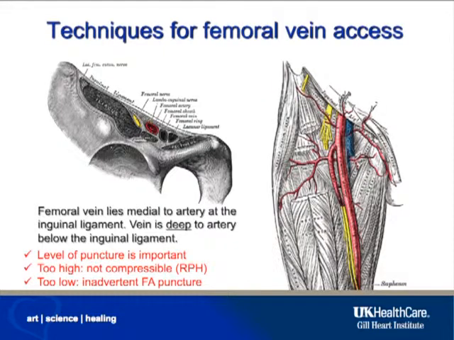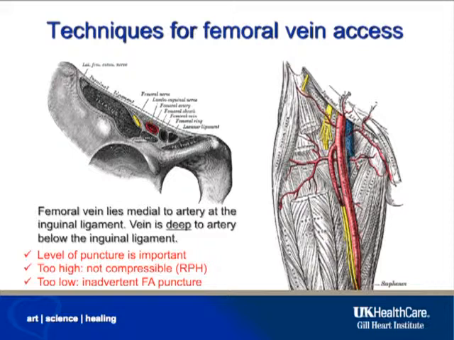The level of the puncture is incredibly important. If the puncture is too high, it can lead to incompressibility of the femoral vein and could lead to the potential complication of a retroperitoneal hematoma. If the common femoral vein is accessed too low, then an inadvertent arterial puncture may occur, leading to complications such as bleeding or pseudoaneurysm formation.